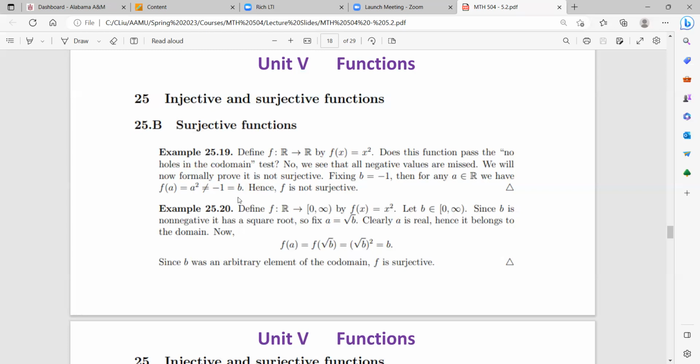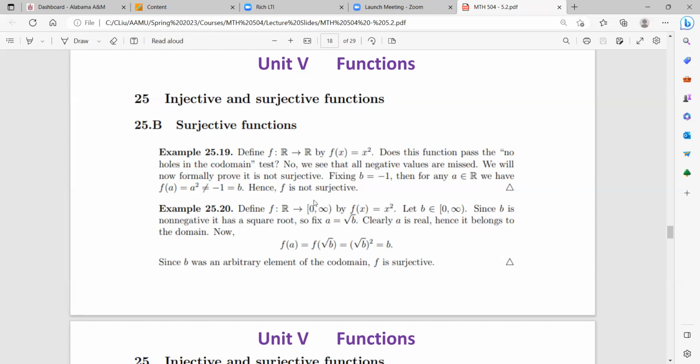So that means -1 does not have a pre-image to pair with it. That's because we define the function from R to R. The codomain is R. Okay, so this is not surjective. It is a function, but it is not surjective. All right.